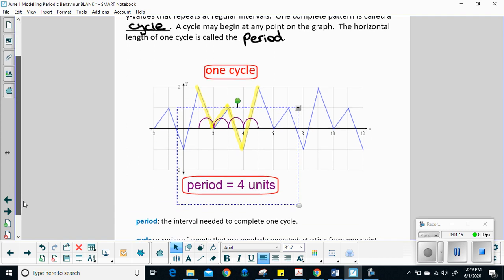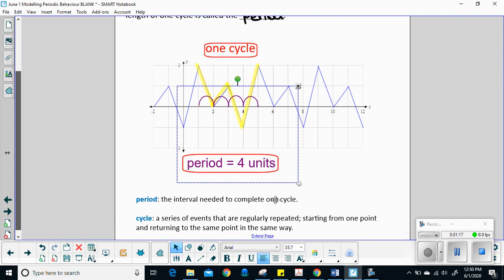Okay. So the period is the interval needed to complete one cycle. And a cycle is a series of events that are regularly repeated, starting from one point and returning to the same point in the same way. So it's repeating the same pattern. And we're going to look at a bunch of these right now.